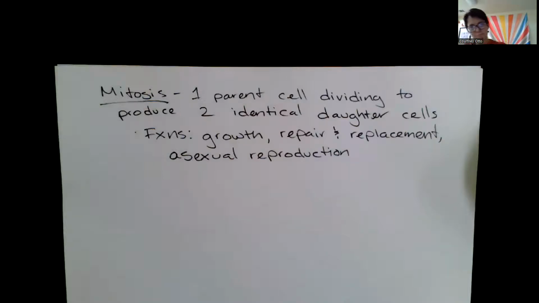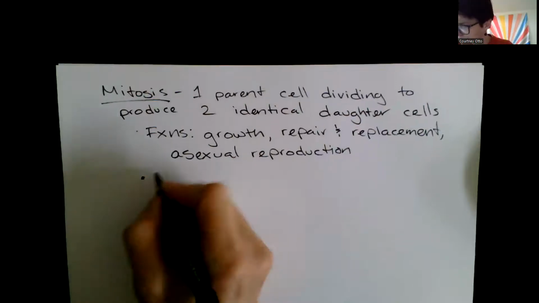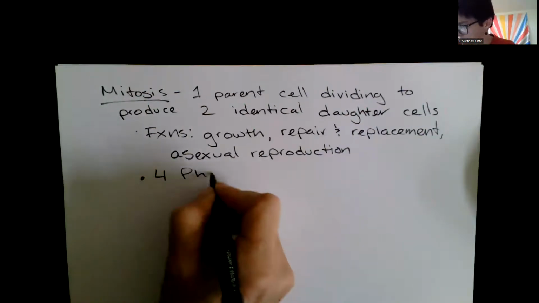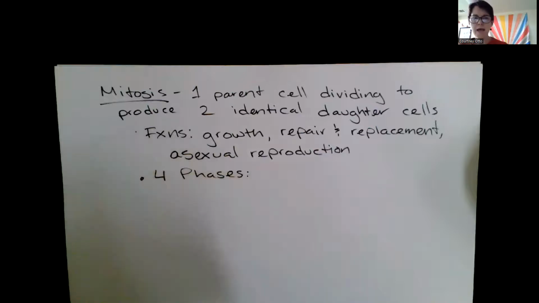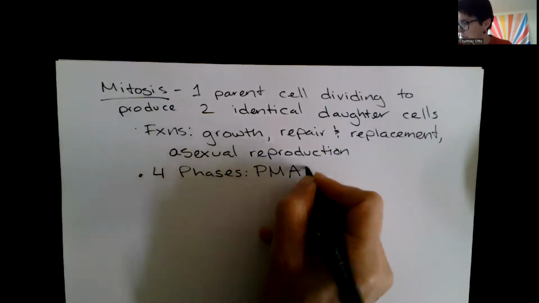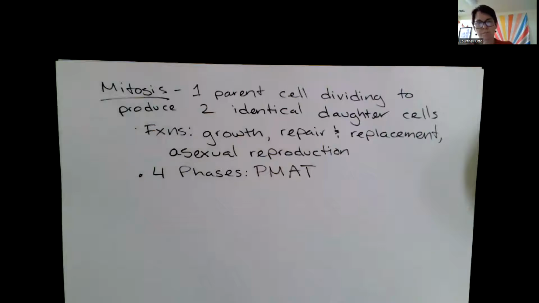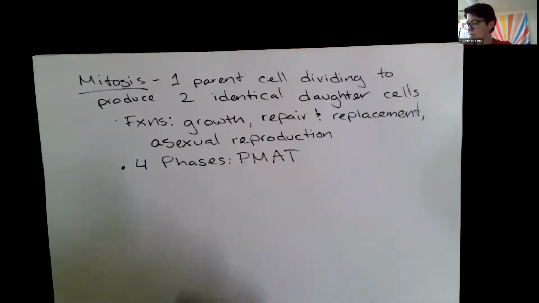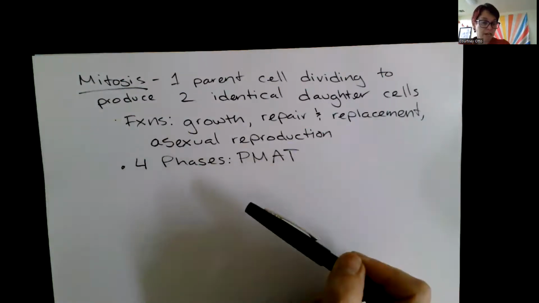Now, in just a minute, we're going to be drawing our way through the phases of mitosis. And we're going to see that there's 4 phases. And I remember the acronym PMAT to help me remember the phases in order. And in just a few moments, we're going to be drawing our way through just what each one of these stands for and what it looks like.